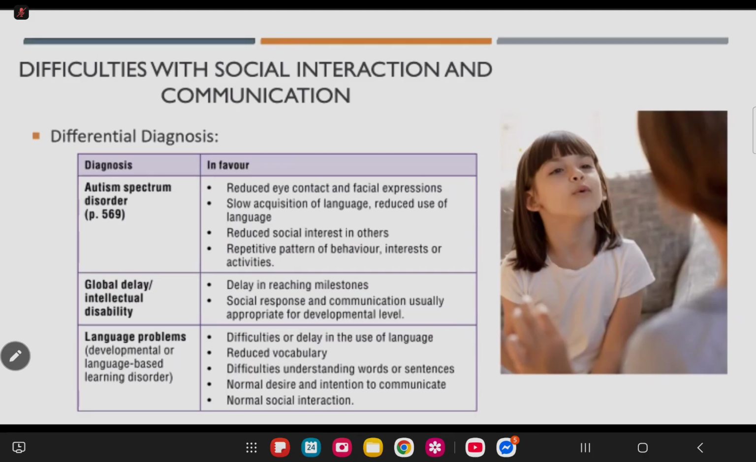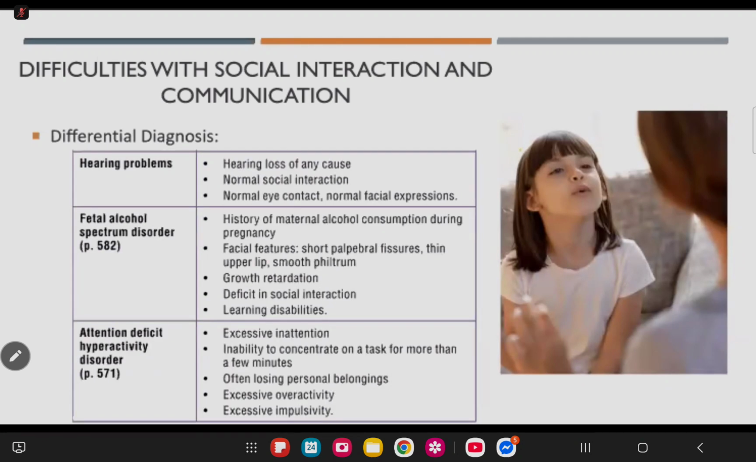Okay. This differential diagnosis is from DSM-5. So if you already have suspicion that the patient has autism spectrum disorder or GDD or a language problem, you refer immediately. Okay. Hearing problems or hearing loss of any cause: there's normal social interaction, normal eye contact. They just cannot hear. Okay.